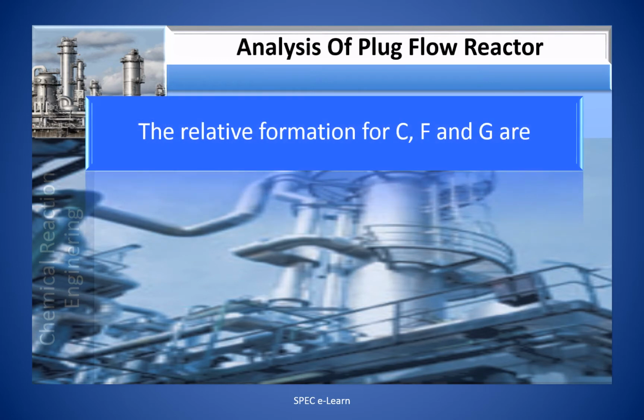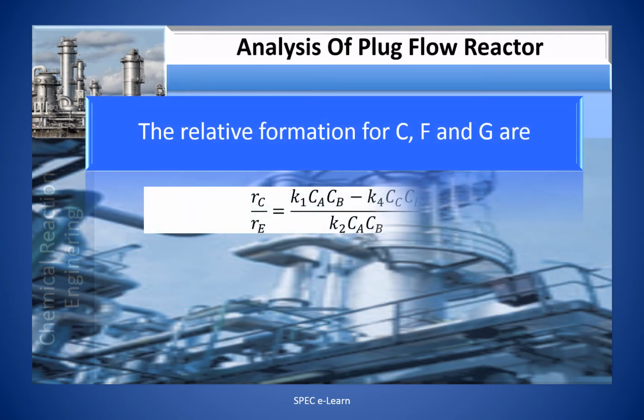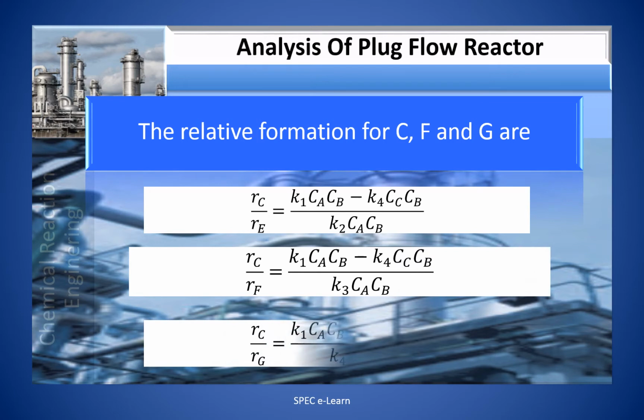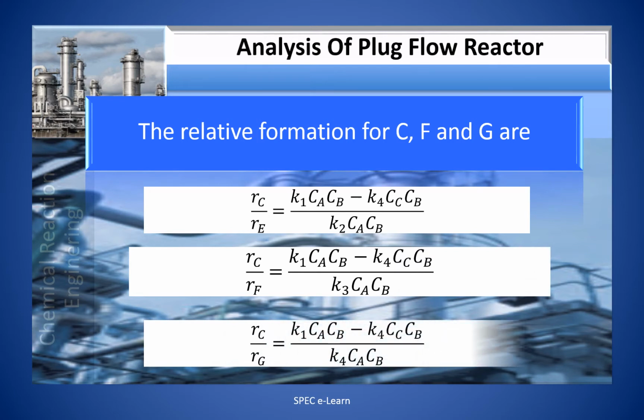From the individual rates of reaction, the relative rates are determined as shown here. If you have to maximize the reaction rate for formation of product C, which is the desired product, the relative ratio has to be greater. Manyfold it has to be increased for this reaction.